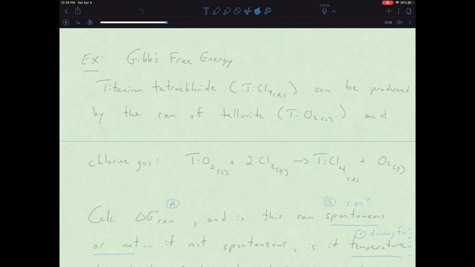All right, General Chemistry Tribe, we are now looking at examples. And we're looking at an example of now using the Gibbs free energy equation.